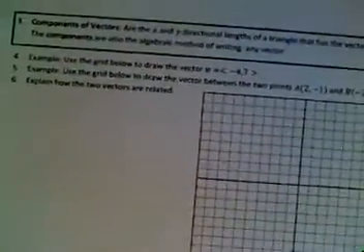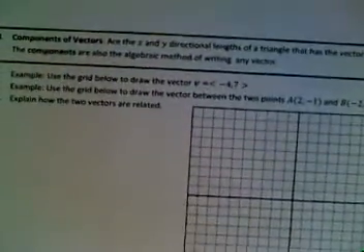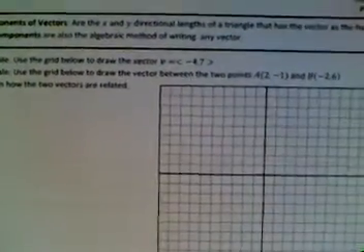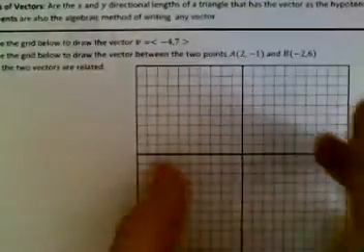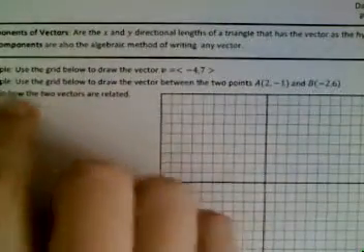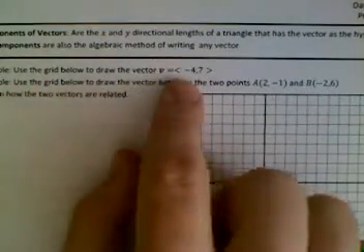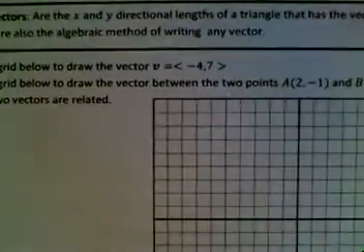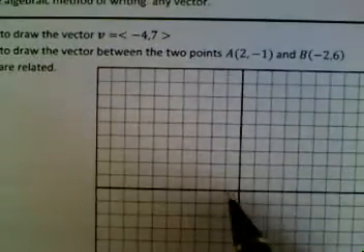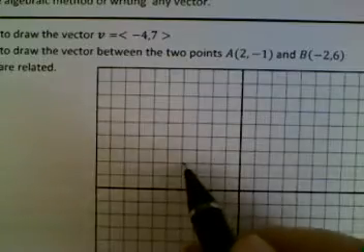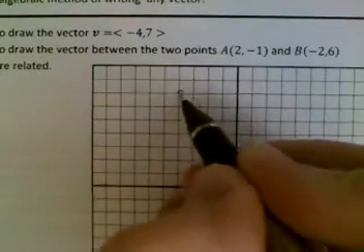Let's talk about the setup for looking at components, the x and y directional lengths. What we mean by that is that every vector I play with can actually be plotted on the xy coordinate plane. Use the grid below to draw this vector. Now this vector has an x and y coordinate piece to it. All we're saying is that negative 4, 7 is really the end point. So negative 4, 1, 2, 3, 4, up 7, 2, 4, 6, 7.